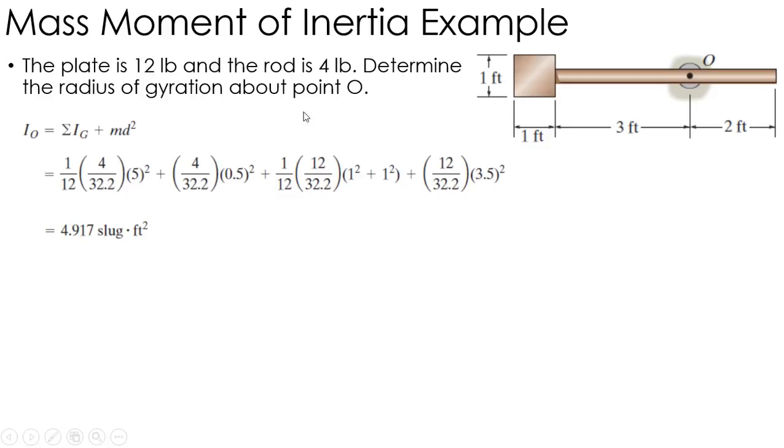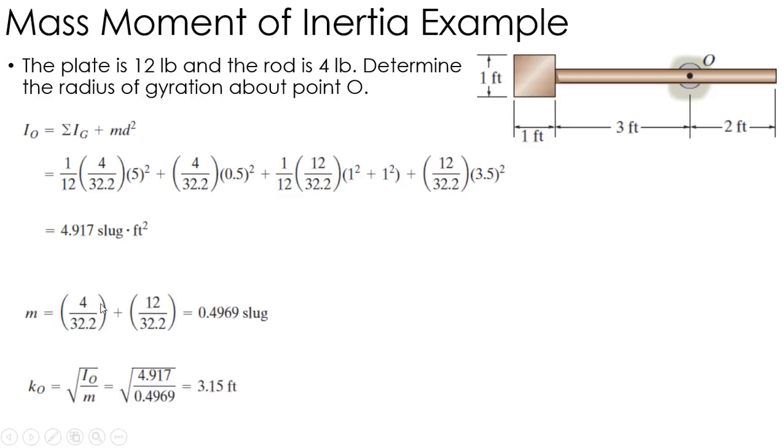Now, the radius of gyration is, again, the square root of that moment of inertia divided by its mass. So I find its mass simply by adding 4 and 12 and dividing by 32.2 to get into slugs. I can find the total mass of this object to be about a half of a slug. Then using the equation for the radius of gyration, which is just the square root of I over m, I plug those values in, and I get a radius of gyration of 3.15 feet.